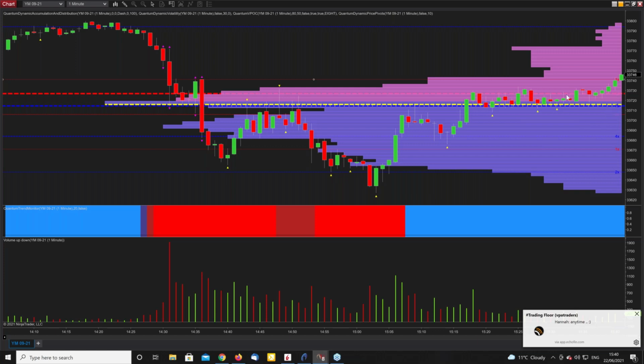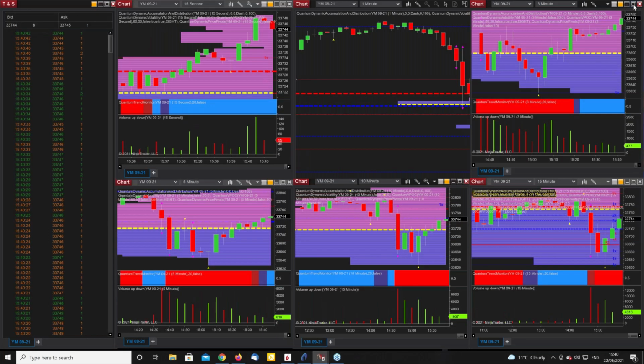Well, we've got a very nice platform of support in here, which is nice. We're now coming up to some low volume region here, so it's not going to take so much effort to push through that particular area, which is also nice. You can see the trend monitor here is blue throughout, so it's held us in through here. We've got a nice platform building.